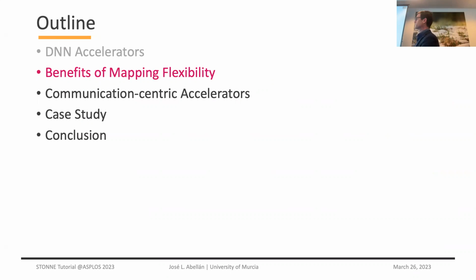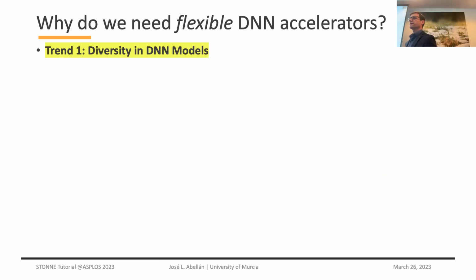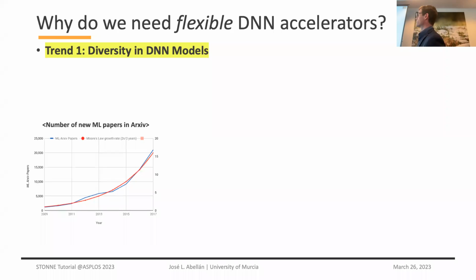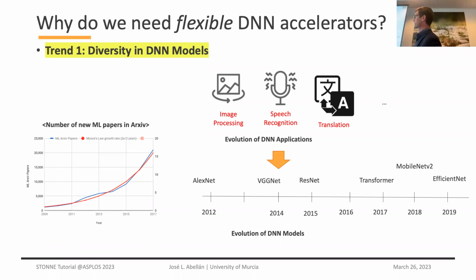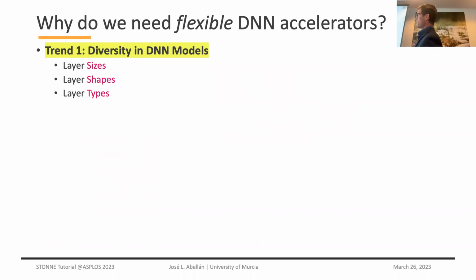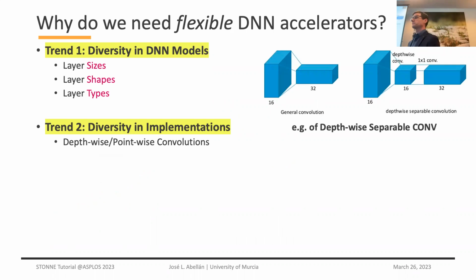Okay, we have given just a brief overview about the requirements. Now I'm going to motivate the benefits of mapping flexibility. Why do we need flexible DNN accelerators? First, there is a myriad of diversity in terms of DNN models. We have a huge amount of applications that are emerging, and a huge amount of models appearing regularly, and they are even increasing. So we have many different layer types, layer sizes, and shapes. We also have diversity in the level of implementations. You could have a convolution layer, but this convolution layer can be implemented in many different ways: depth-wise, point-wise, or whatever.